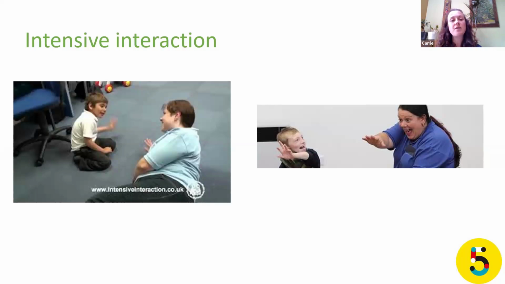With intensive interaction, it's about mimicking that child and playing with that child at their level. So if that child maybe makes a noise, you might mimic it back at them. If they're making a hand movement, you might do it back at them. And initially, they may not respond or do anything back at all. But over time, you will find that those engagements start to increase.